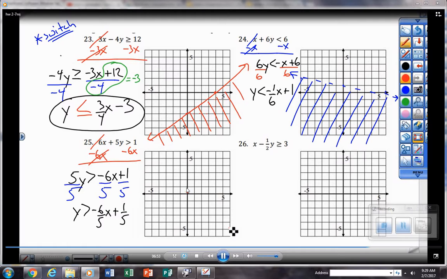Whoops, and I think I went over 6. 1, 2, 3, 4, 5. That's right. So over 6, down 5. Then I'm going to go left 6, up 5, which is right about here. Draw my dotted line. Shade above because this is more than. Any point in that area is good.